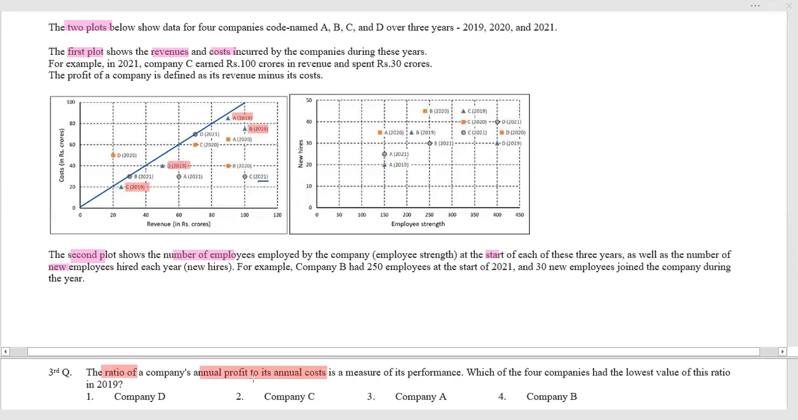And the ratio of the company's annual profit to its annual cost. Profit to cost. This gap of profit, more or less, there is not that much variation. But cost wise, who is the least? A is the least, and it is also the highest. So definitely, as the profit is least for A, as well as this height, which is the cost, is also the highest. So the answer will be option A.